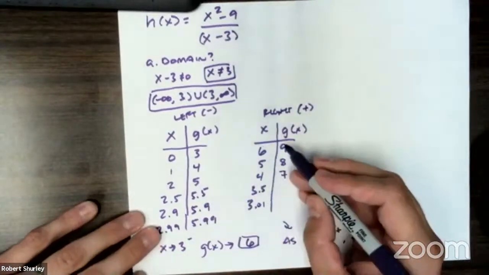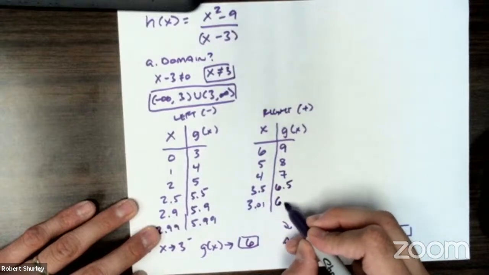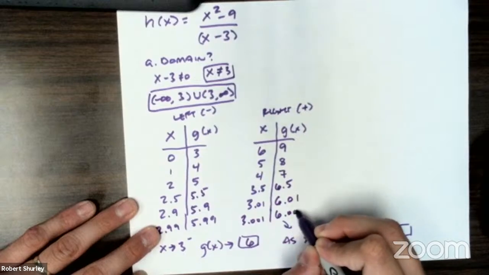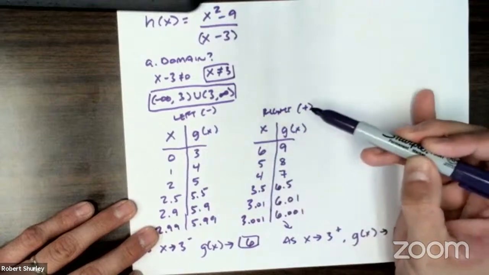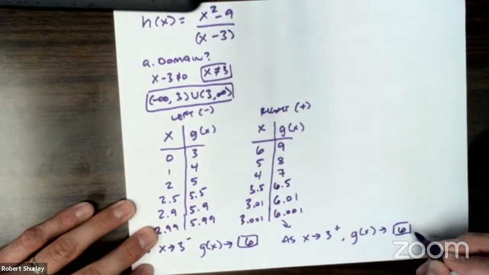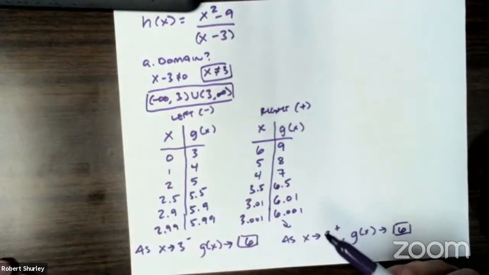Okay, so let's go on the other side. 3.5, I'm going to assume is 6.5. 3.01 is 6.01. And if you put in like 3.001, you're going to get 6.001. And notice, as x is getting closer and closer to 3 from the right, the y value is getting closer and closer to 6. It's not diverging. Look, both of these, they're converging to the same number, okay?